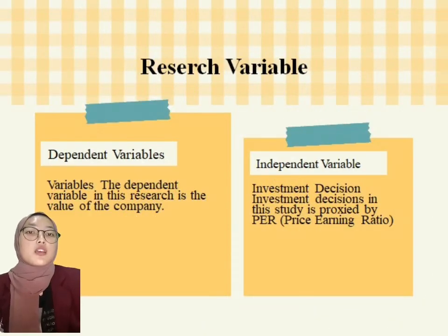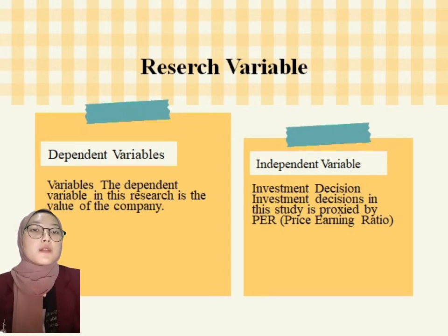4. Research variables. Research variables have two types, dependent variable and independent variable. The dependent variable in this research is the value of the company. Firm value is measured by price to book value, or PBV. This ratio measures the value given by the financial market to the management and organization of the company as a company that continues to grow. Brigham, 1999, in Wahyudi and Pawestri, 2006.